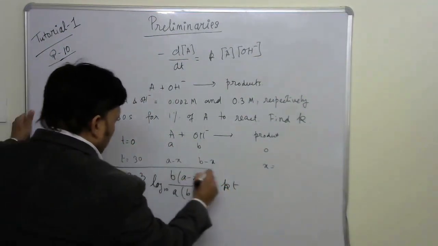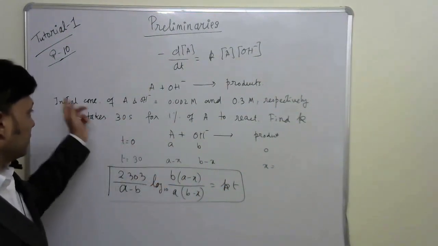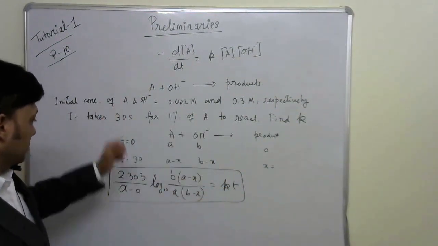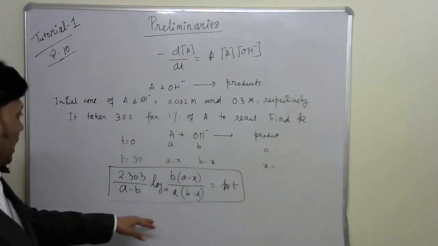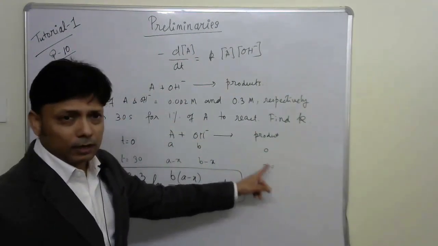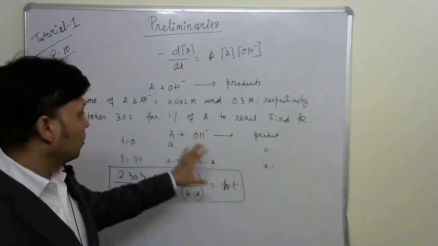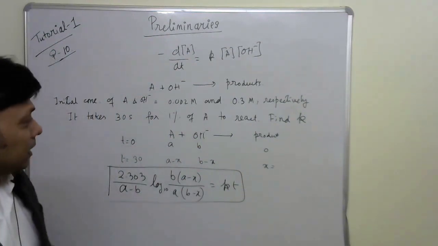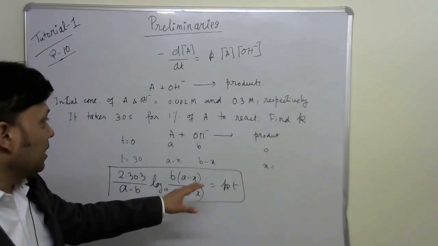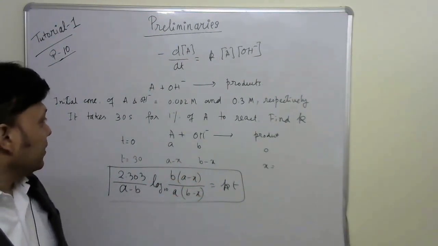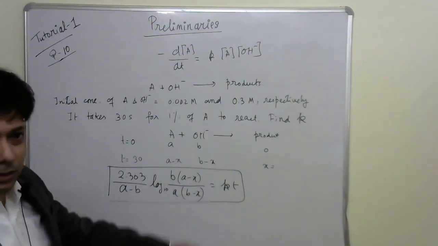Okay, so in this expression, B is there, A is given, and T is 30 seconds, and X is given, like it says that 1% of A reacts. So you have to exactly find out what X is. So should you take X as 0.01 or should you take X as 0.99? So you can check it out. It's up to you.